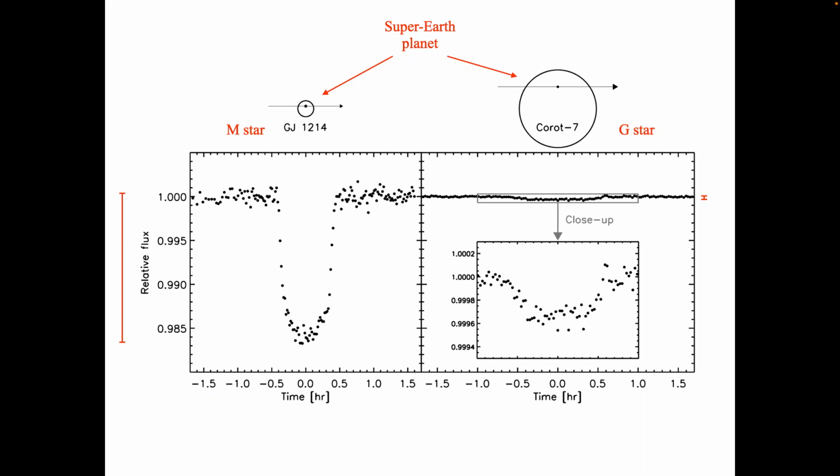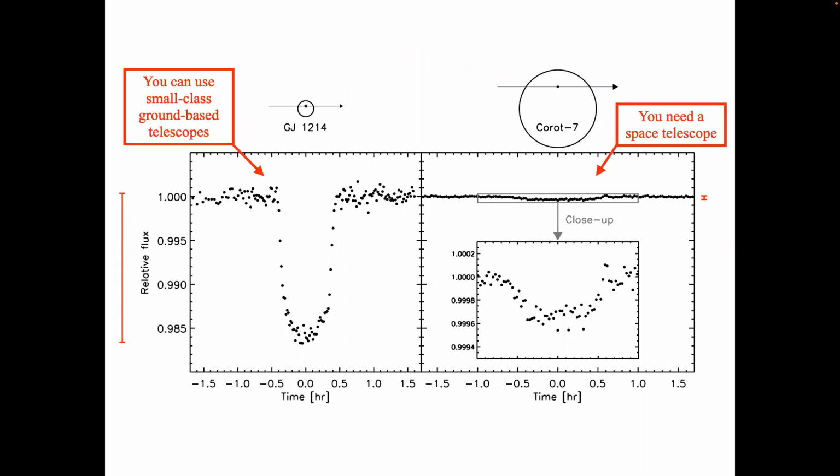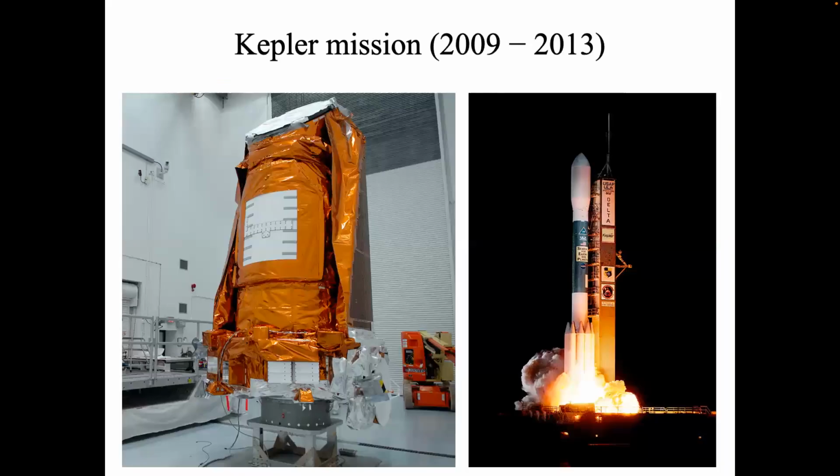GJ 1214b is transiting in front of an M star, while CoRoT-7b is transiting in front of a G star. So the transit of GJ 1214b is deeper than that of CoRoT-7b. That means that you can use a small ground-based telescope to observe this transit, but you need a space telescope to catch the other transit. And so if you want to detect an Earth-like planet transiting in front of a star similar to the Sun, you have to go to space.